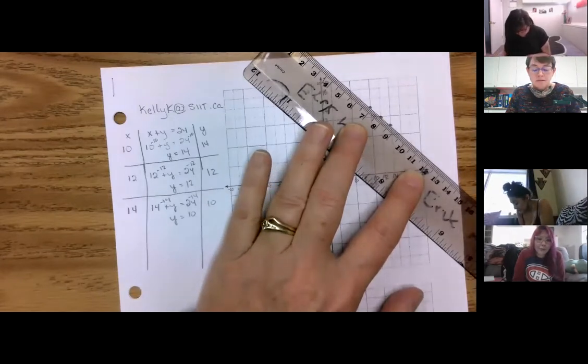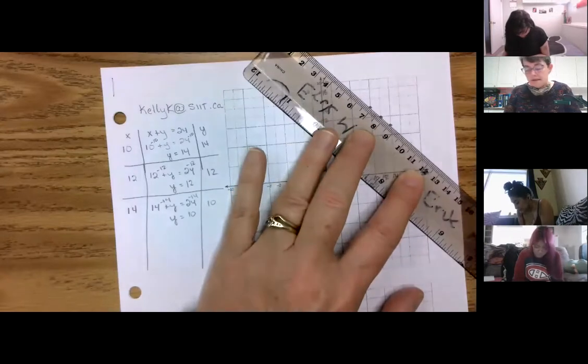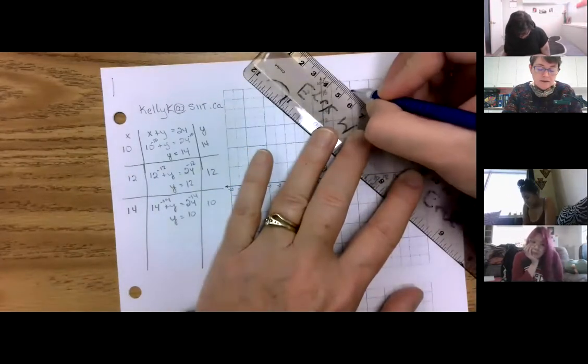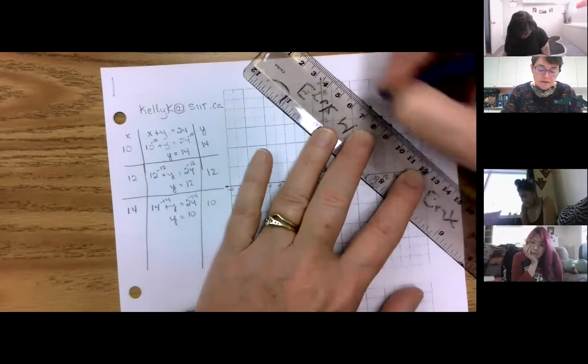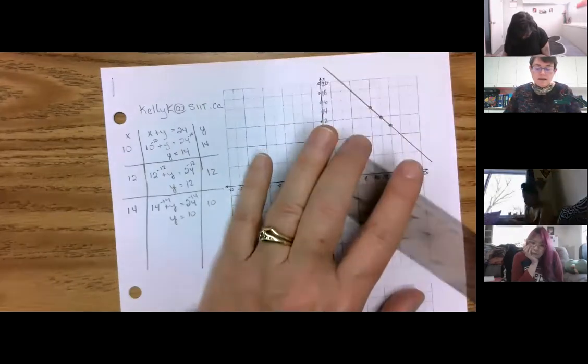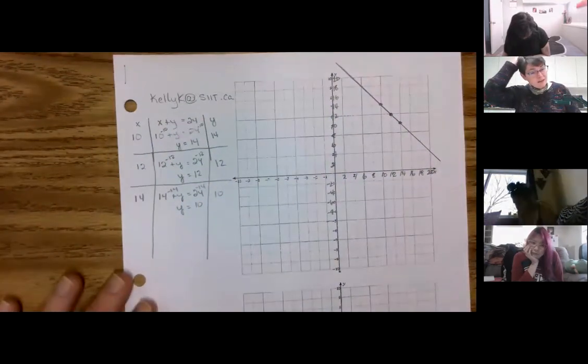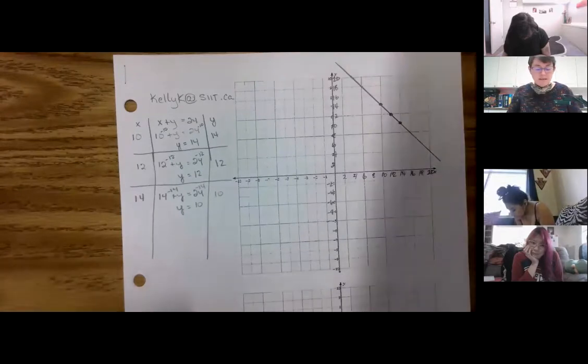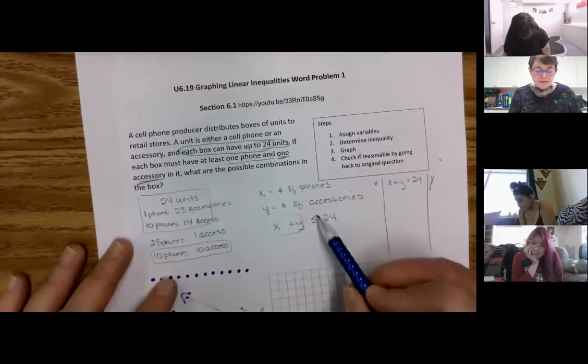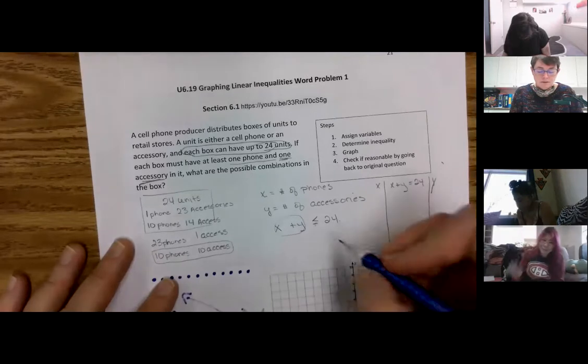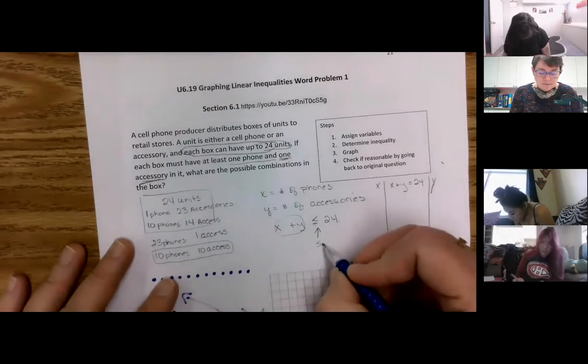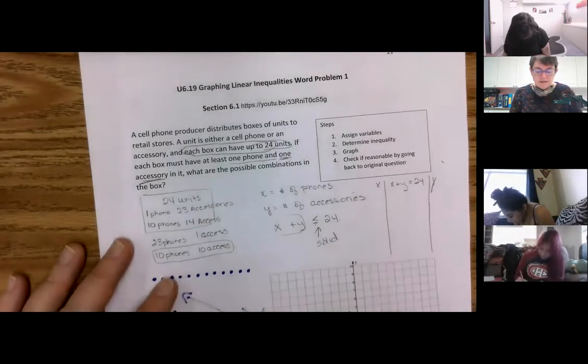Oh, wait a minute. We did have our inequality figured out on the other page. I just paused because I was like, well, did we talk about how to get the right line? And we did. We go back to here. We said it was a less than or equal to. So this part means it's a solid line.